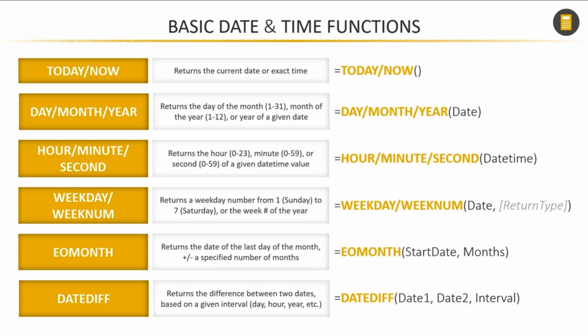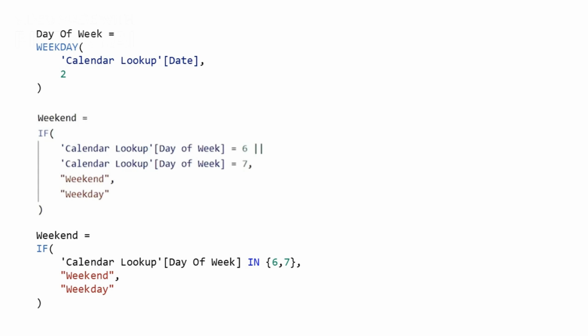Date and time functions in DAX include TODAY, NOW, DAY, MONTH, YEAR, HOUR, MINUTE, SECOND, WEEKDAY, WEEKNUM, EOMONTH, and DATEDIFF. These functions help in performing date and time calculations. Date functions can determine the day of the week, identify weekends, and categorize dates. For example, you can use weekday to find out if a date falls on a weekend.